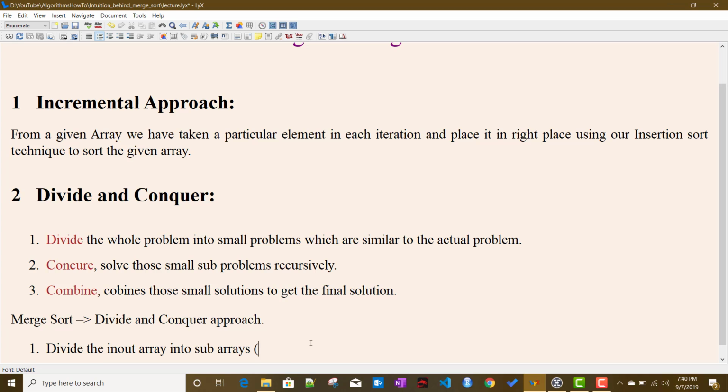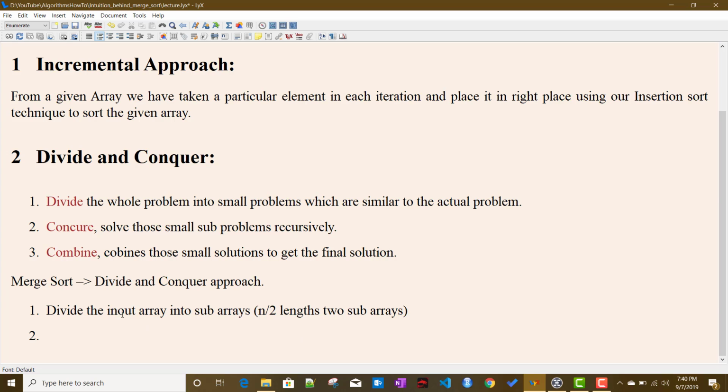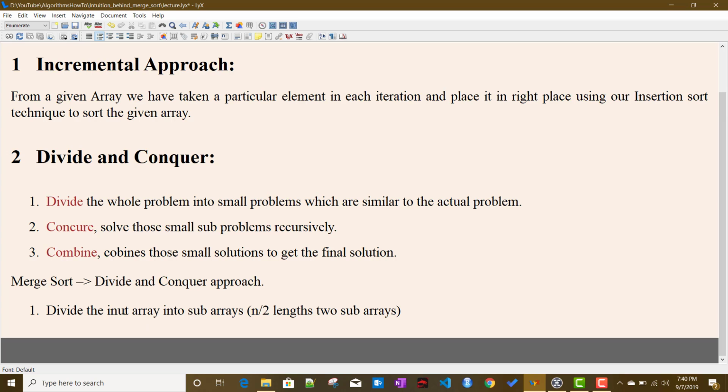Now generally, if the input array size is n, we create 2 sub arrays of length n by 2. Generally we will see how to deal with other cases as well.